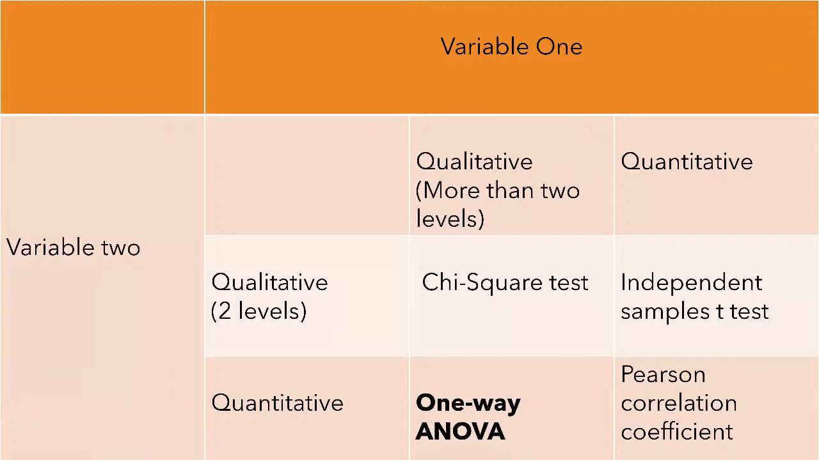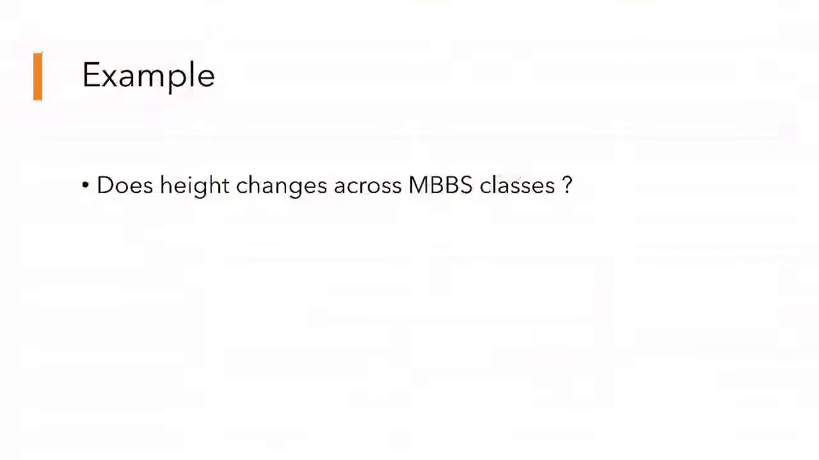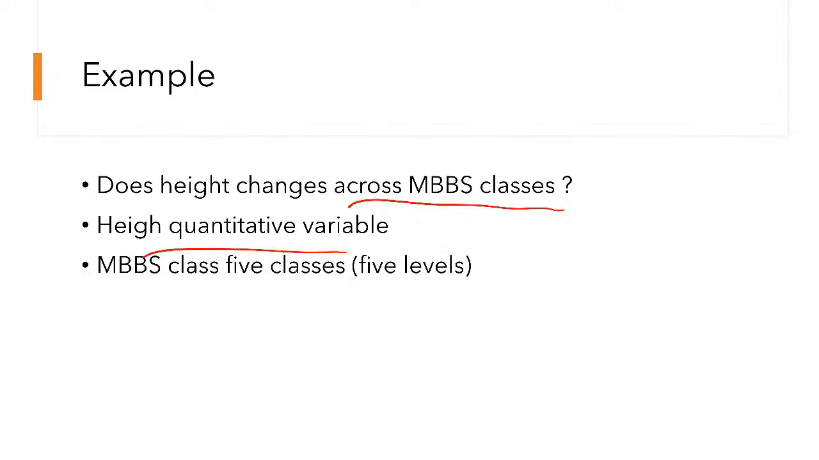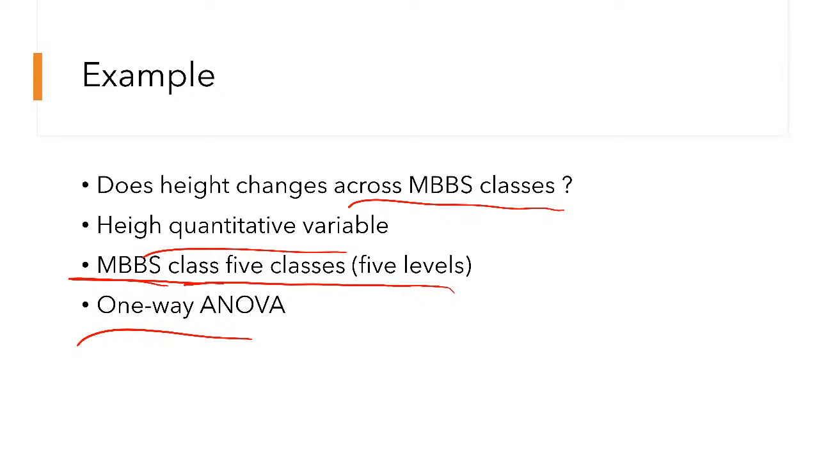Now stay with me. There is another situation where one variable is a qualitative variable with more than 2 levels, and the second variable is a quantitative variable. In this situation, we will use one-way ANOVA. The example in this situation is: does height change across MBBS classes? Height is a quantitative variable. And MBBS classes, for example, there can be five classes: first year, second year, third year, fourth year, and fifth final year. Therefore, there are five levels of the MBBS class variable, and height is a quantitative variable. Therefore, we will use one-way ANOVA.